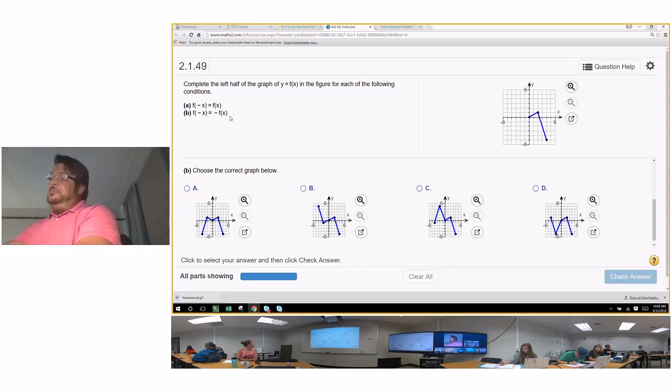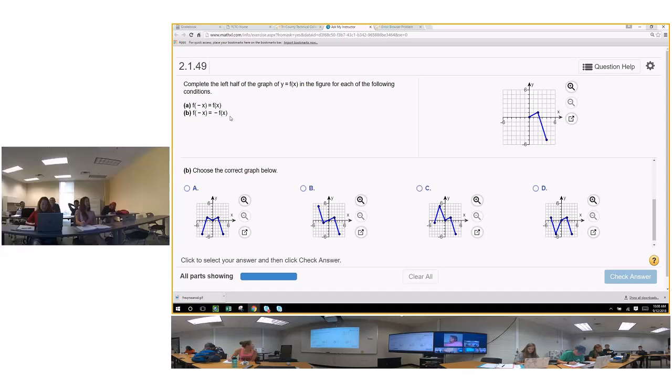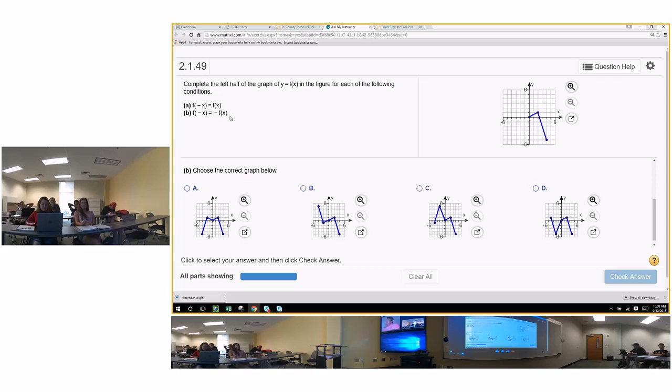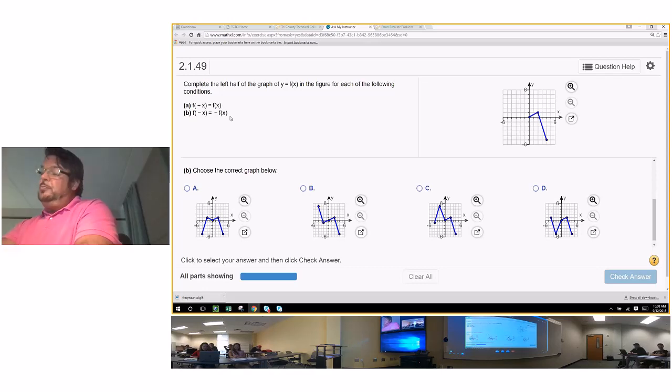And negative 2, negative 1, negative 2, negative 4, positive 5. Negative 4, positive 5. Up here somewhere. So which one is that one? B, Hubert. That's right, class.